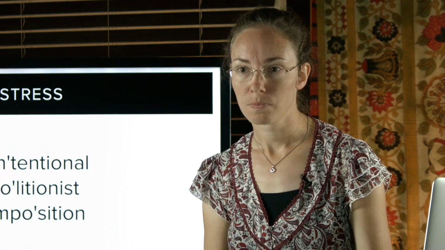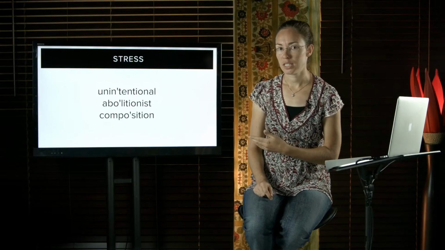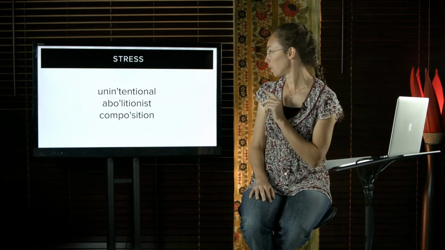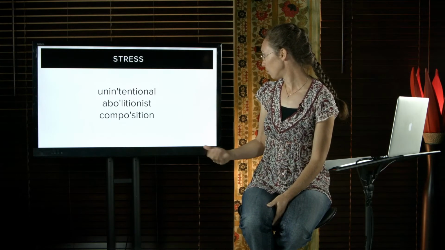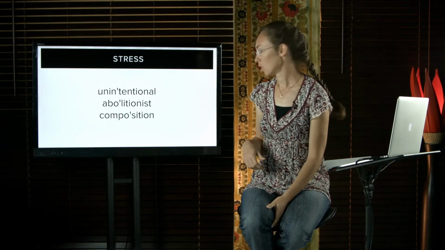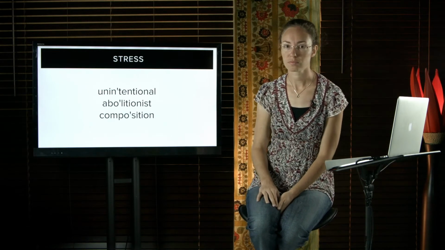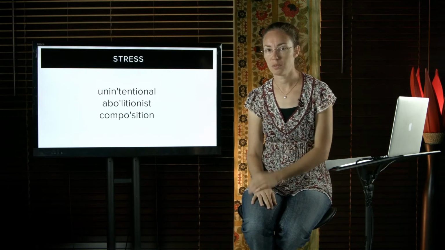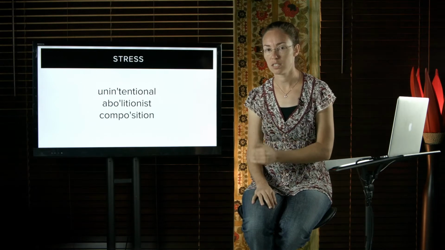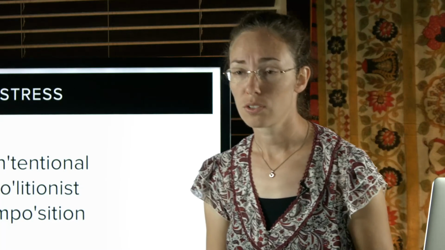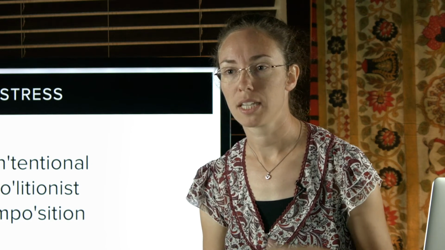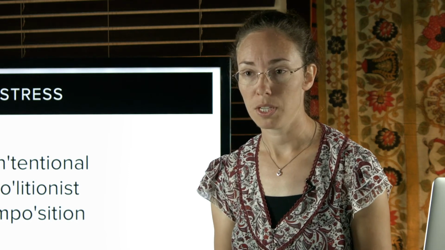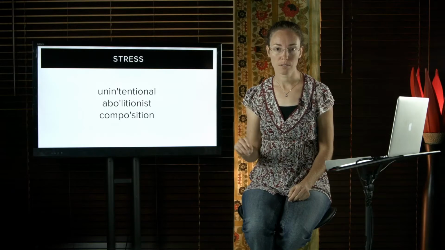For example, in these words, the syllable that stands out more than the others is marked with a thing like an apostrophe. So we have unintentional, abolitionist, composition. The syllable after the mark is the one that stands out. This is the stressed syllable. A stressed syllable is one on which more energy is expended. This often means that it's louder, sometimes it differs in pitch, and sometimes it's longer.